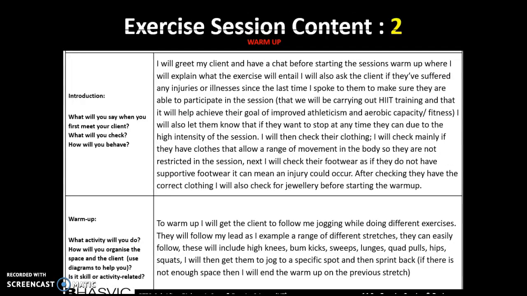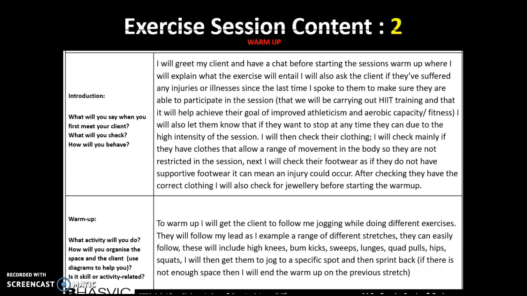Alright, so moving on to my warm-up. The first bit is the introduction. This is what I'll say when I meet my client. What will I check, and how will I behave? I'll greet my client and have a chat before starting the session. In the session's warm-up, I'll explain what the exercise will entail. I will also ask the client if they've suffered any injuries or illnesses since the last time I spoke to them, to make sure that they are able to participate in the session.